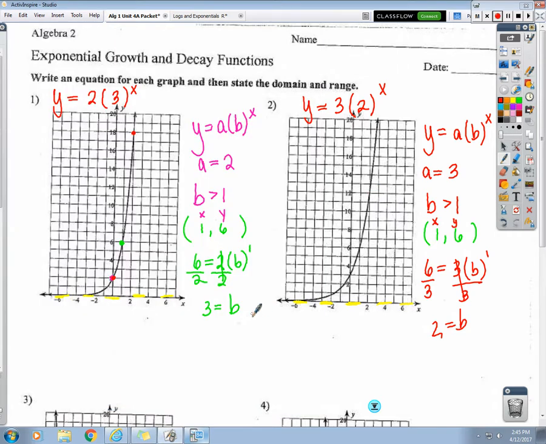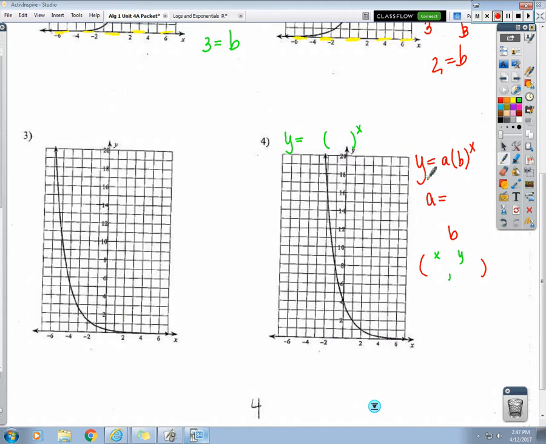Okay, I want you to skip 3, try number 4. Okay, where's the asymptote? 0. So that automatically means your a value is the y-intercept, which is 4. Okay, what do we know about our b value this time? Less than 1, but greater than 0, because it's a decay. But to find the exact b value, you pick a point.